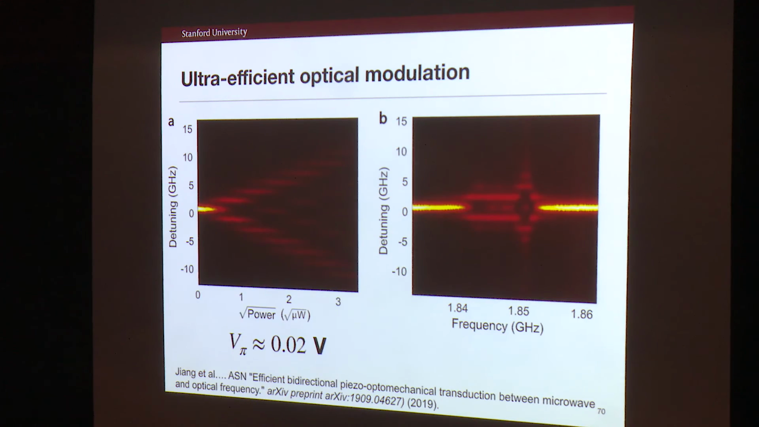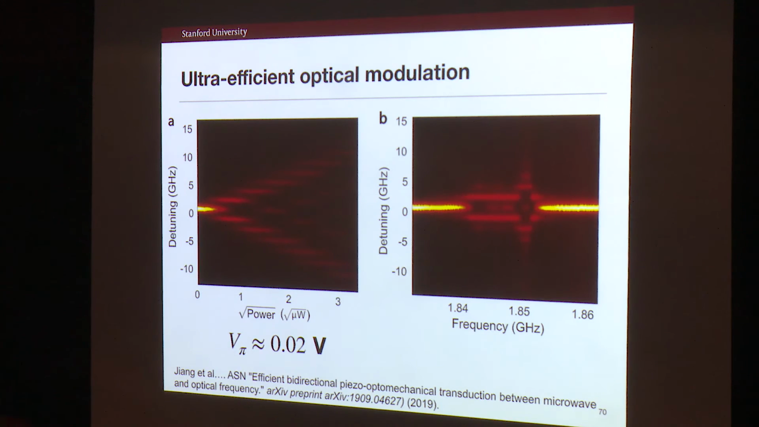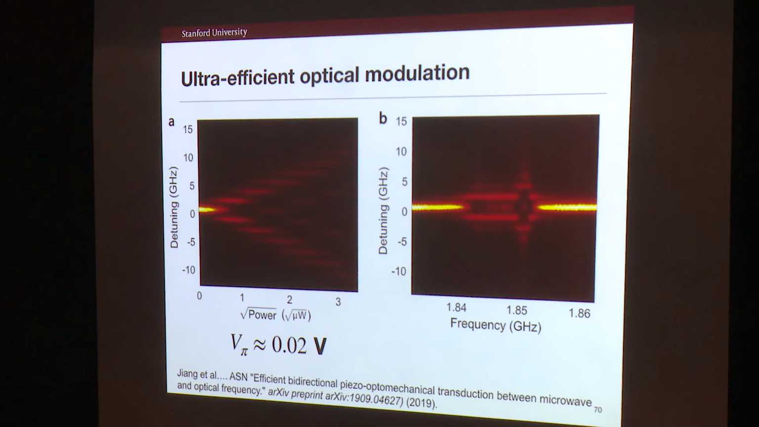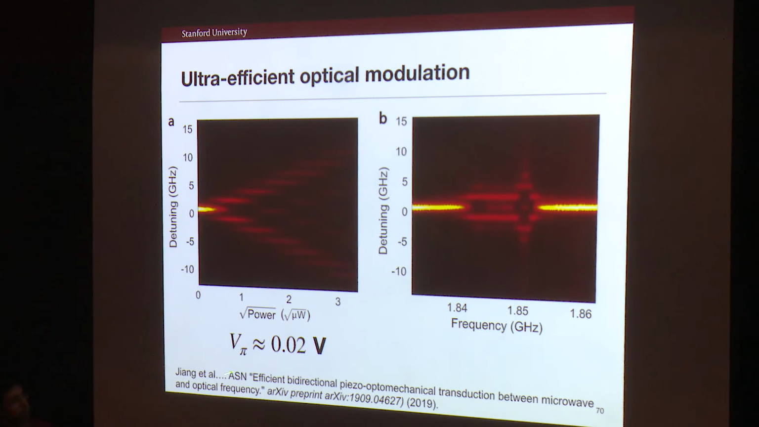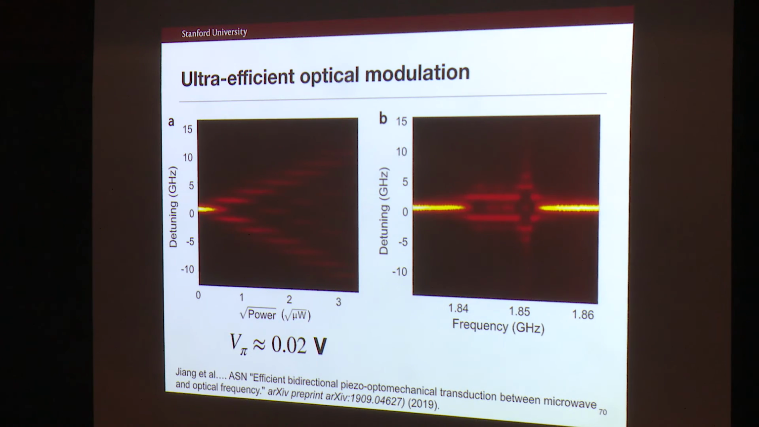And in these types of modulators, we've been able to see V-pi's of around 0.02 volts. The commercial lithium niobate modulators have something like 100 times larger V-pi. That's the voltage you need to generate a phase shift. They are resonant, so you have to be resonant with the mechanical mode for this to work.